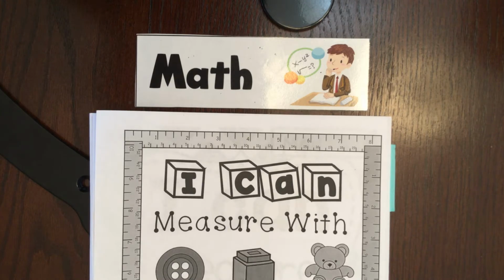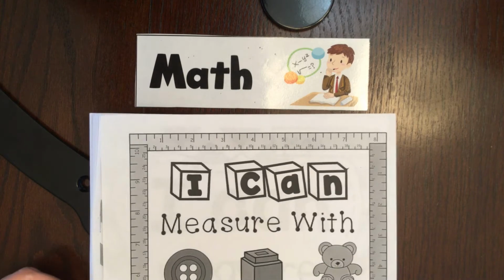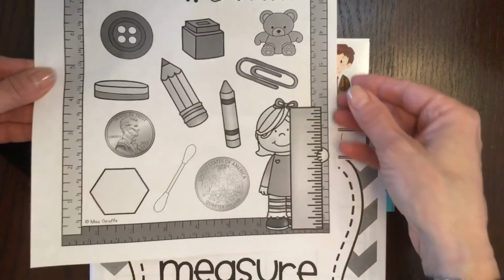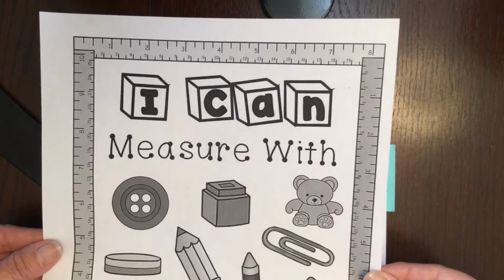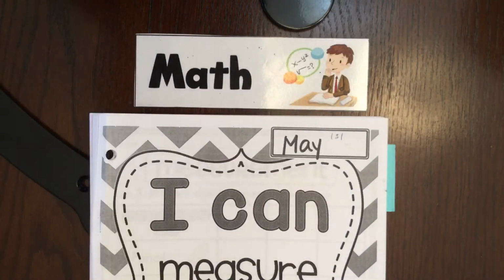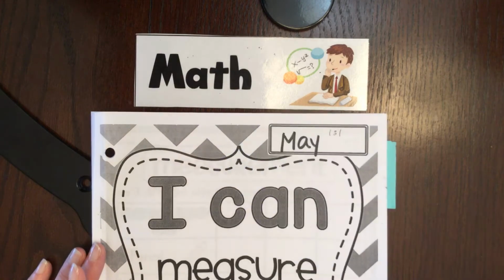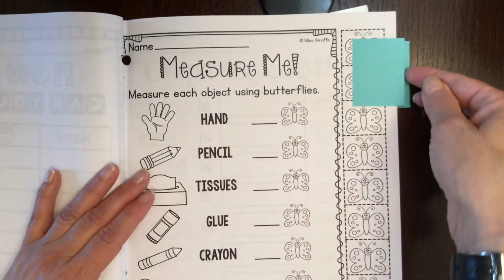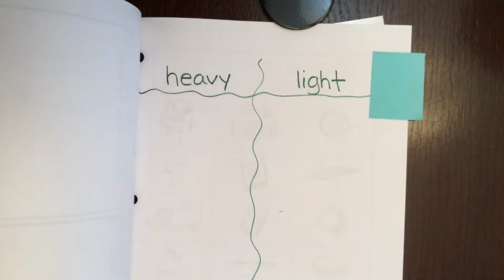Today in measurement, you're going to be using your scale to do a little bit more measuring with weight. Remember, non-standard units of measurement: I can measure with all of these different items, and I can use them as my measuring unit. So you're going to hop into your "I can measure lengths with non-standard units of weight," and you're going to go to this weight page.